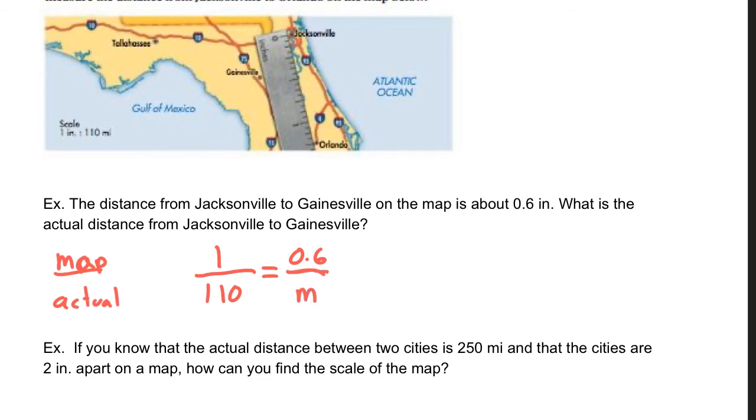So let's use m for miles. So I set up that ratio. The top represents the map length, distance. The bottom represents the actual distance. So this would be 1m, or just m is fine, equals 110 times 0.6, which is 66. So that would be 66 miles. So the scale, that's the ratio we're given. We set up that ratio. We make sure inches stay on the top, miles stay on the bottom.